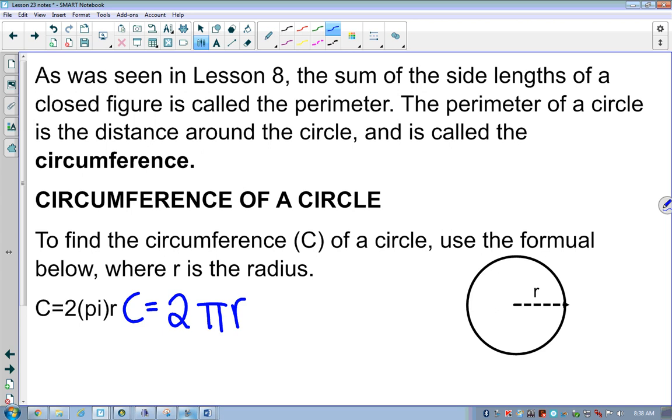Okay? When it comes time to find, let's say, volume and surface area of spheres, we're going to need the radius. So you're going to have to be more familiar with the radius than you are the diameter. Okay?